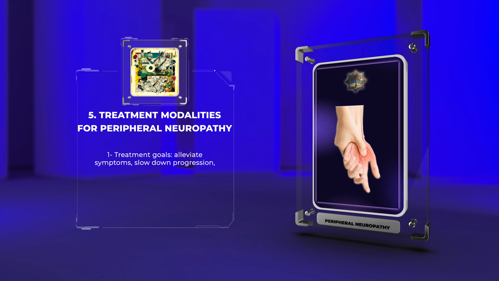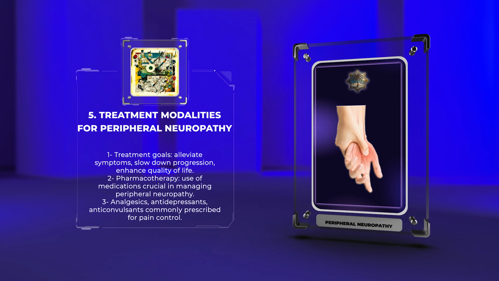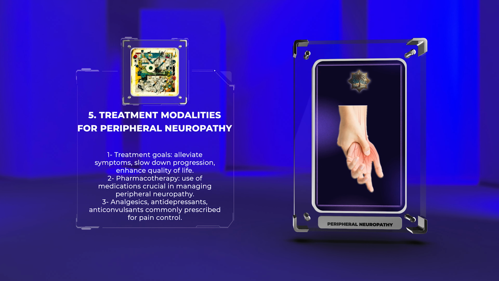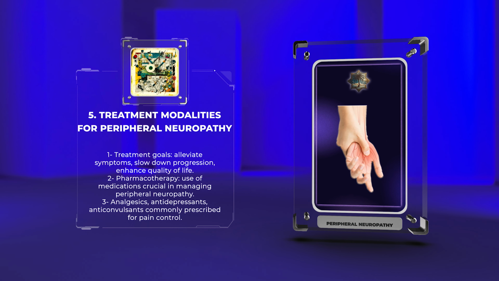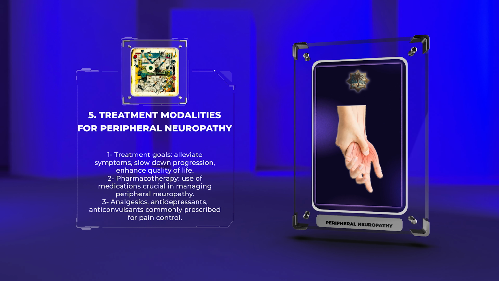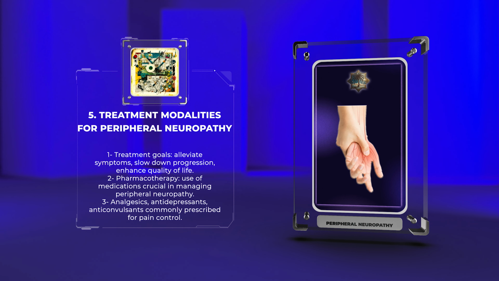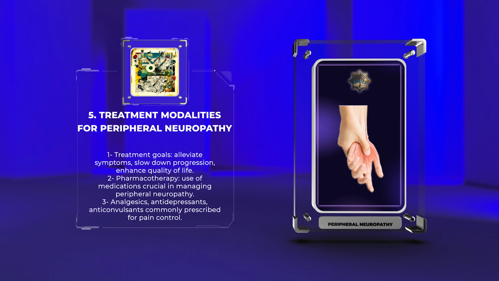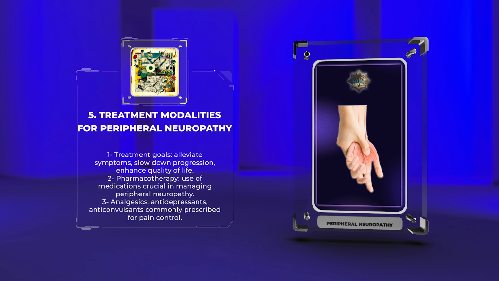In the treatment of peripheral neuropathy, our primary goals are to alleviate symptoms, slow down the progression of the condition, and enhance the overall quality of life for patients. We employ various treatment approaches to achieve these goals. Pharmacotherapy, which involves the use of medications, plays a crucial role in managing peripheral neuropathy. Analgesics, which are pain-relieving medications, antidepressants, and anticonvulsants are commonly prescribed to control pain and regulate nerve activity.